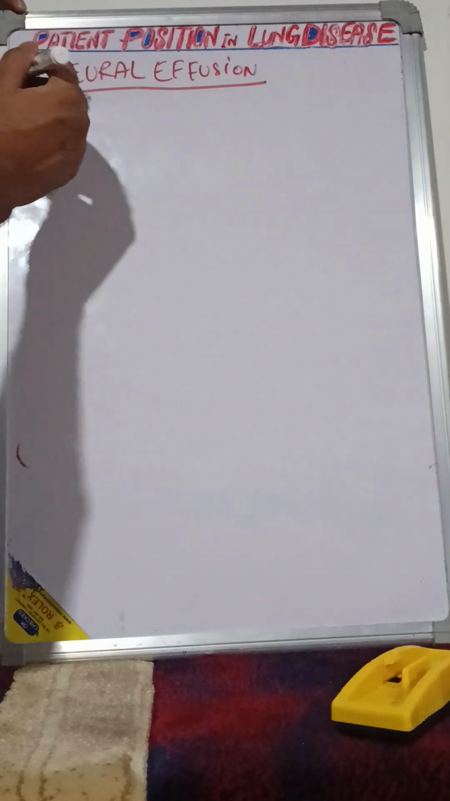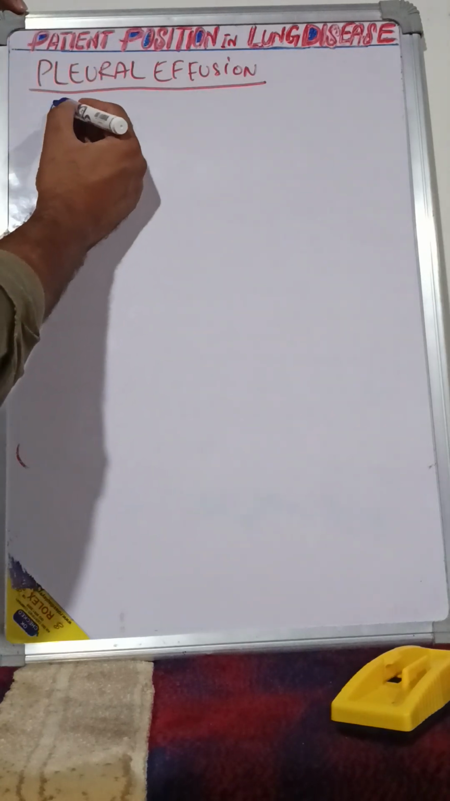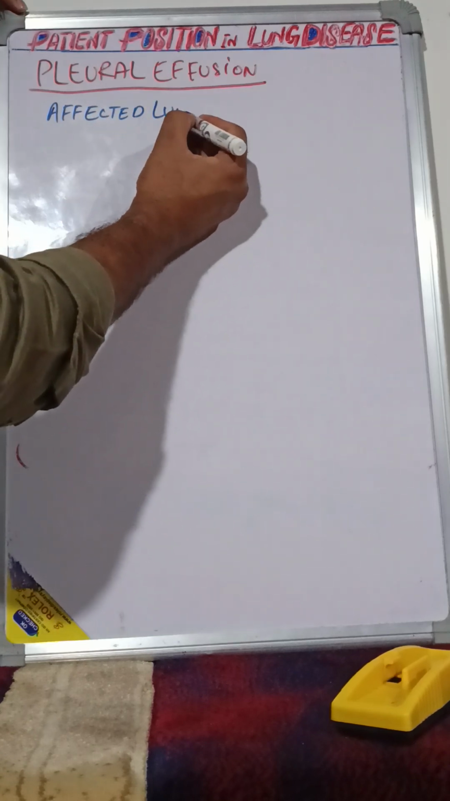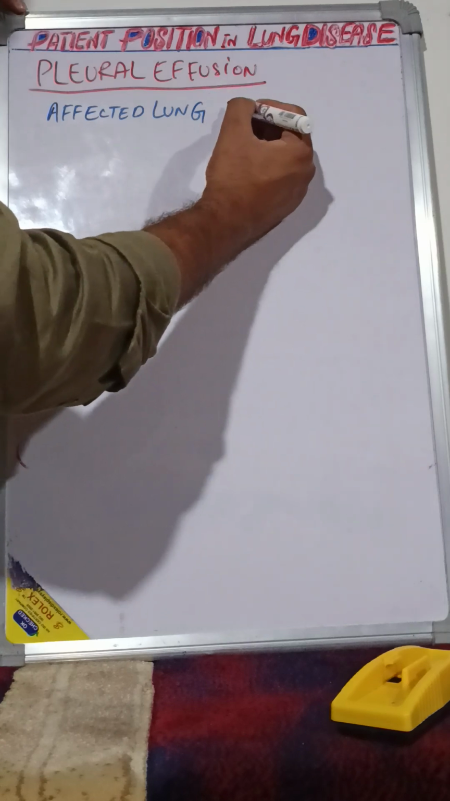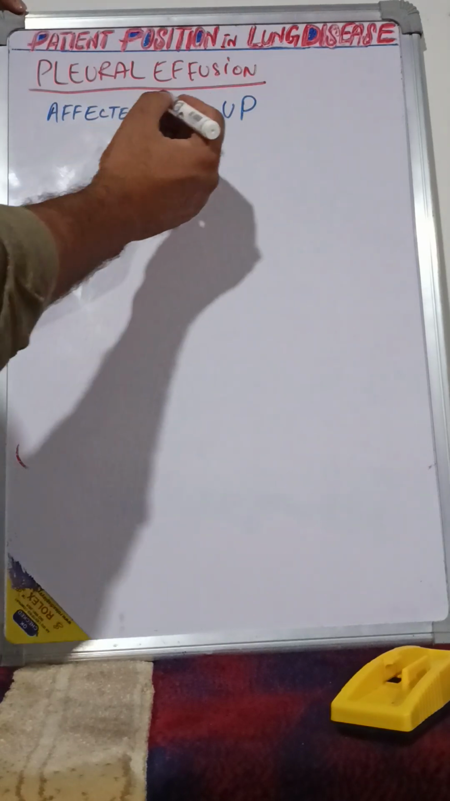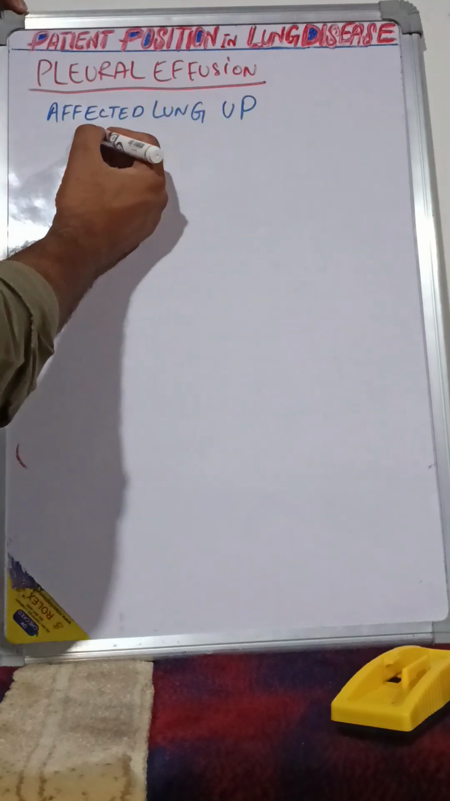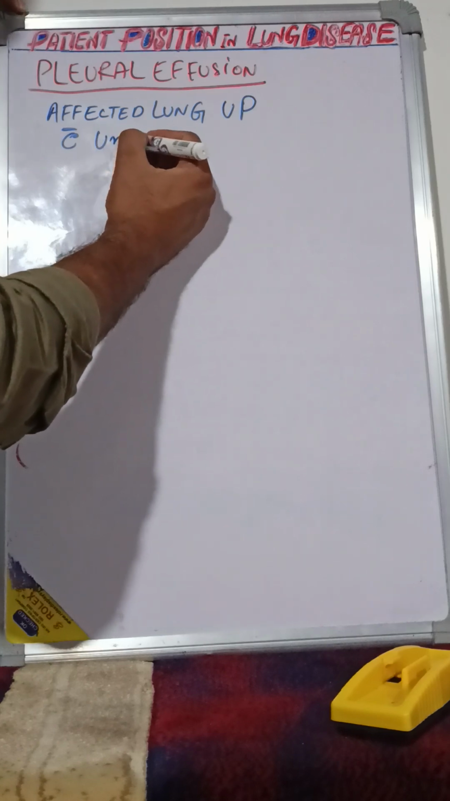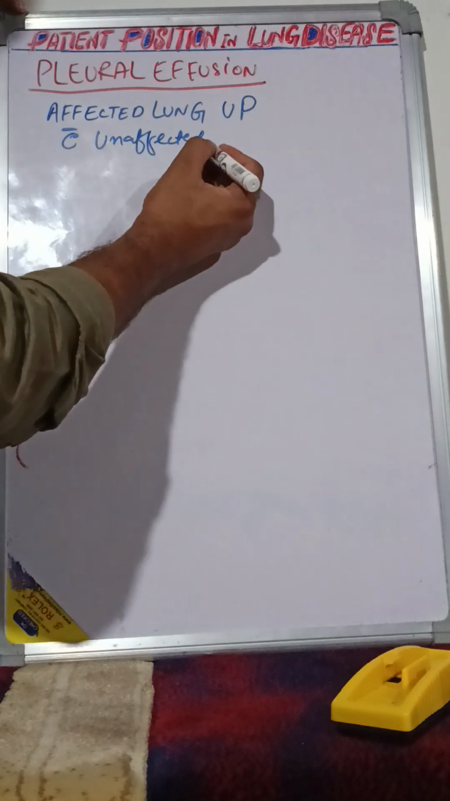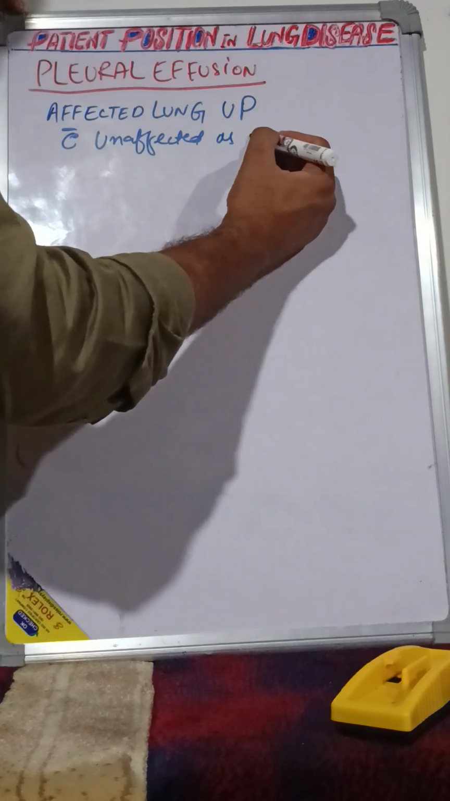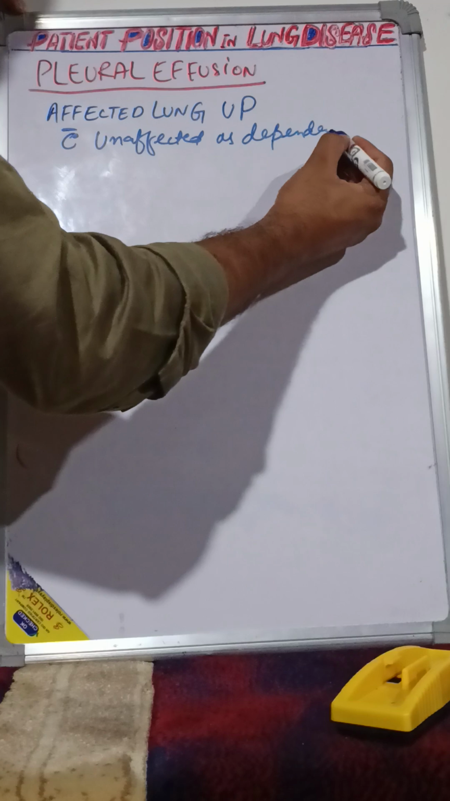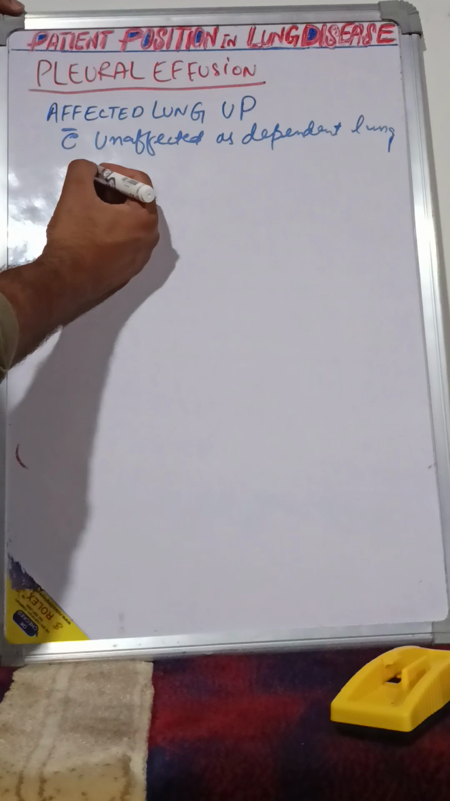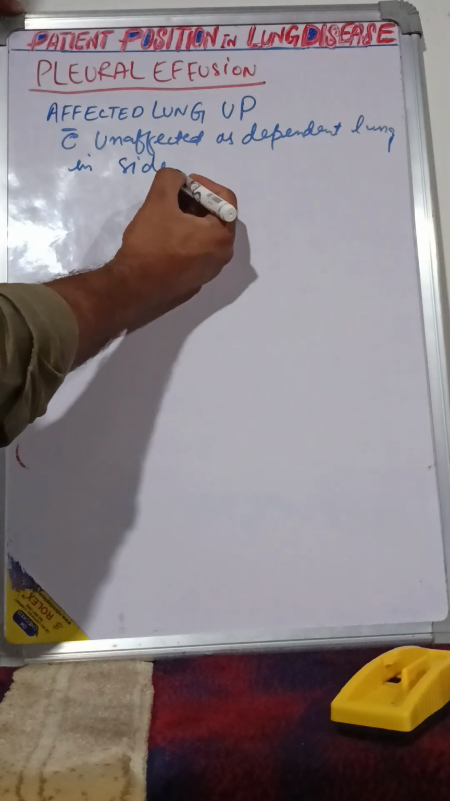The ideal position is the affected lung up, with the unaffected lung as dependent, in a side lying position.